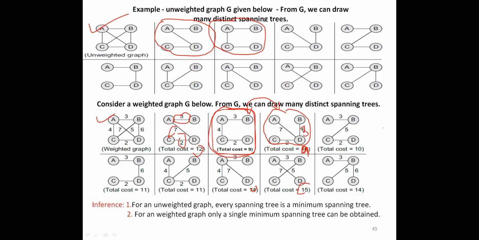It is 9. But generally we say we have only one minimum spanning tree in a given graph, right? The weight may be equal, but it is the lowest one when compared to the other, right? I hope you have understood this. Fine. So what is the inference we get from this? For an unweighted graph, every spanning tree is a minimum spanning tree. Yes. So all these 8 are minimum spanning trees. Here only one spanning tree should be the minimum spanning tree.